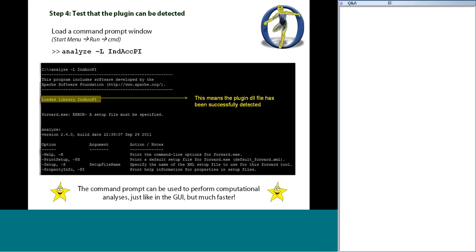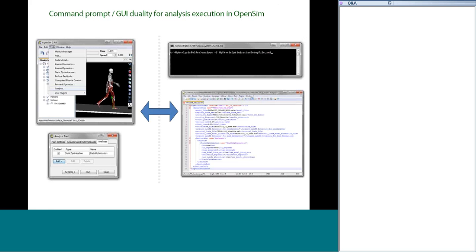So for example, if you want to run an analysis in the GUI, you would go to Tools, Analyze, set up your analysis and click Run. Alternatively, you can set up an XML file with all the information that is related to the analysis, and you can execute that analysis from the command prompt. And so we're going to use this right-hand way of doing things during the examples.